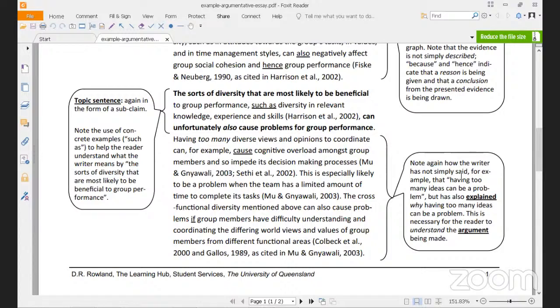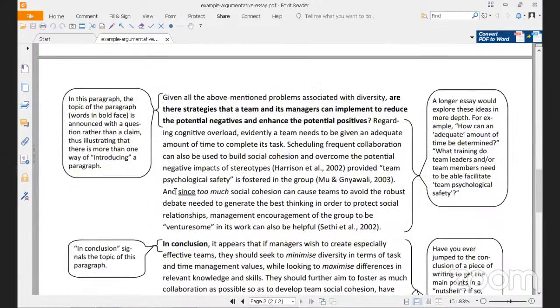Okay. And here we have an explanation and part of the argument. Note again how the writer has not simply said, for example, that having too many ideas can be a problem, but has also explained why having too many ideas can be a problem. This is necessary for the reader to understand the argument being made. Let's go to the next paragraph, please.